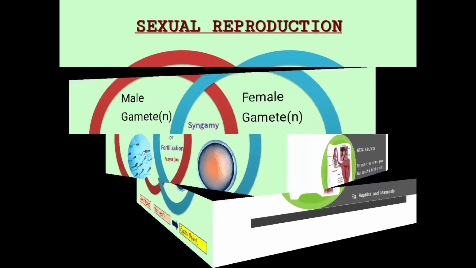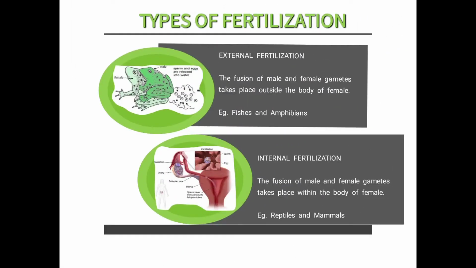So next one. Based on the place where the fertilization occurs, we are categorizing it into 2 types. One is external fertilization, another one is internal fertilization. External means it is outside the body of the female. So here the word external means that the fertilization is taking place outside the female body, whereas internal means the fertilization takes place inside the body of the female.